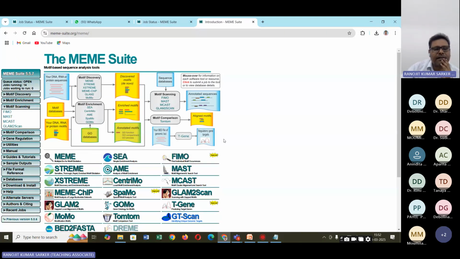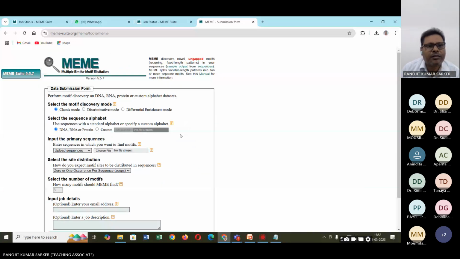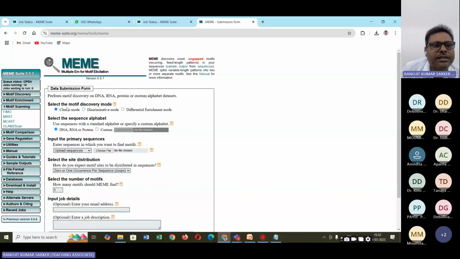Okay, so this is the server of the MEME Suite. Here you can see that there is MEME discovery mode. We can go for classic mode, discriminative mode, or differential enrichment mode.